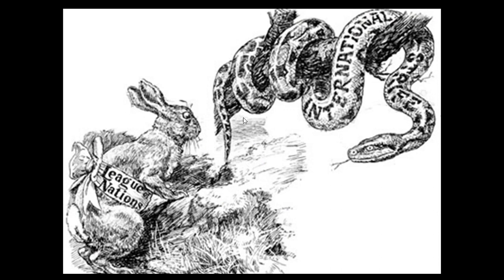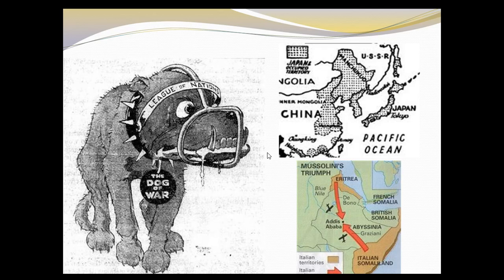Here you can see a picture of the time that reflects those ideas. You'll notice this is a cartoon suggesting the League is a bunny. The more aggressive international organizations or countries are threatening it, and the League just can't do anything. It's powerless in the face of those threats. Here you can see again the idea that the League is a dog with no teeth. This is particularly looking at the invasion of Ethiopia by Italy from some of its existing colonies at the time. Widely condemned, but nobody did anything.